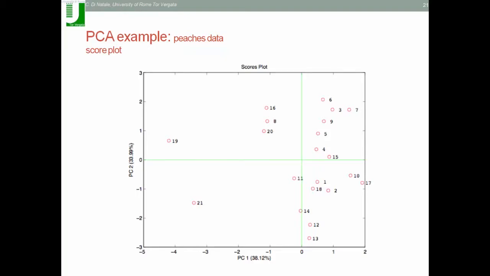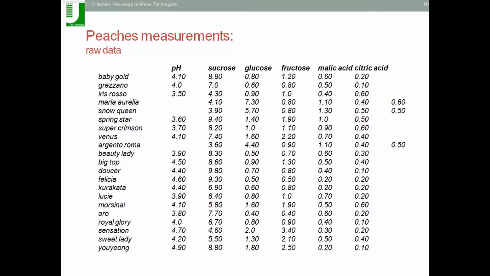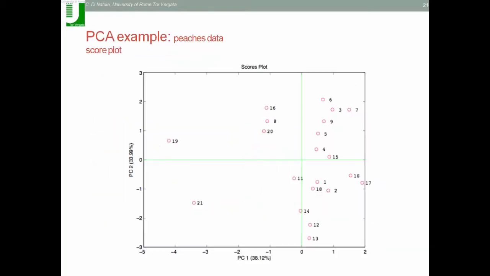Each point corresponds to one of these cultivars. They have fantasy names, but it's actually the commercial name of these cultivars. Each point is a different cultivar, and we see that there is an arrangement of them. So there is a sort of similarity and difference between them. We have this group clustered together, these are clustered together, and this looks very different from the others.